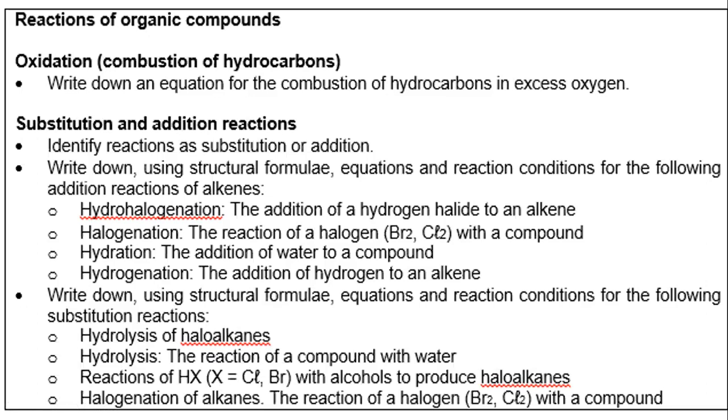And then we will be looking at reactions of haloalkanes with alcohols as well to produce various haloalkanes and various alcohols in that regard. And we will be looking at halogenation of alkanes, and that is an example also of a substitution reaction whereby a halogen reacts with an organic molecule from the homologous series alkanes. So that is essentially what we are supposed to know.